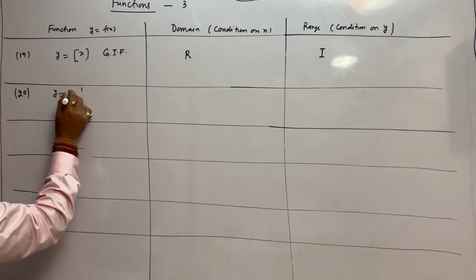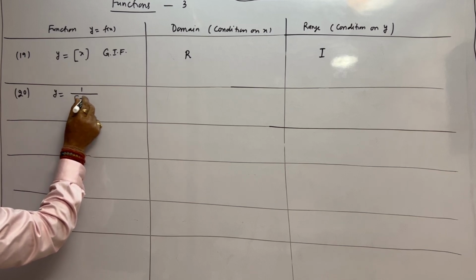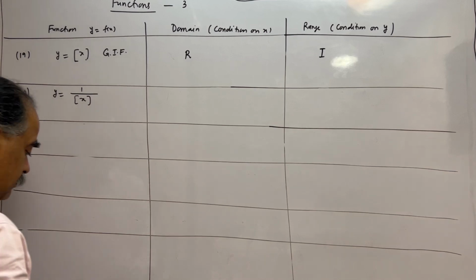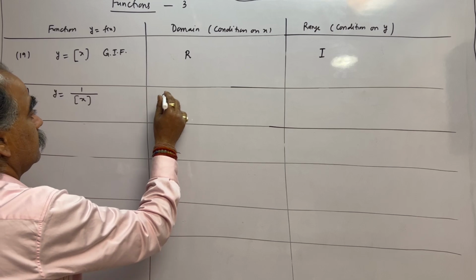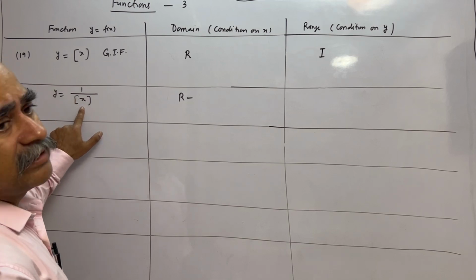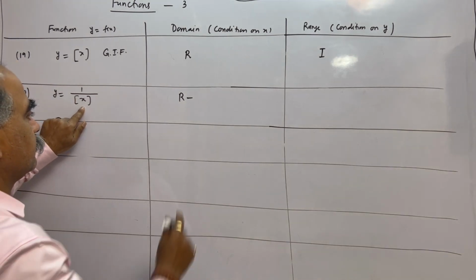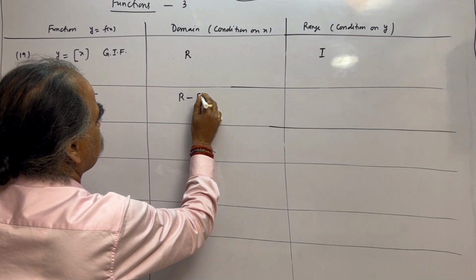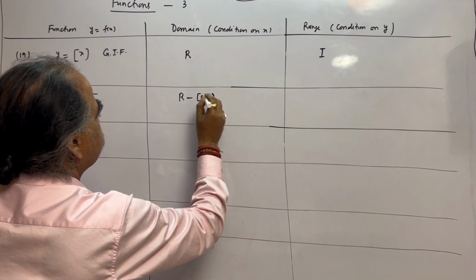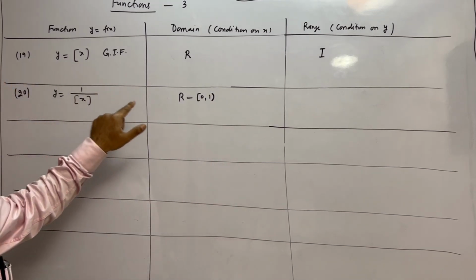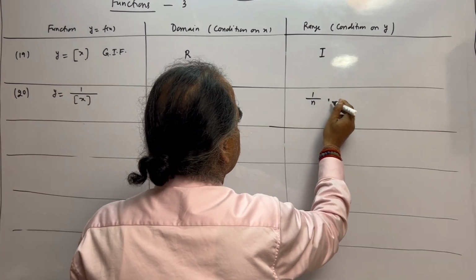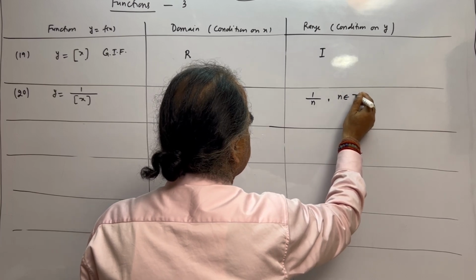Y is what? 1 upon greatest integer x. Here domain is what? Entire real line minus the points where greatest integer function will become 0. And that is what? Closed interval 0 to open at 1. Because in this interval, greatest integer function will become 0. So 1 upon 0 is not defined. Range is 1 upon n, where n belongs to integers.